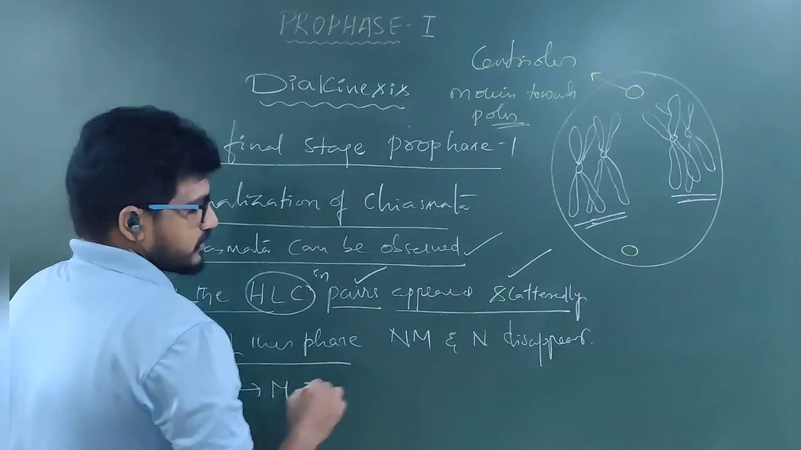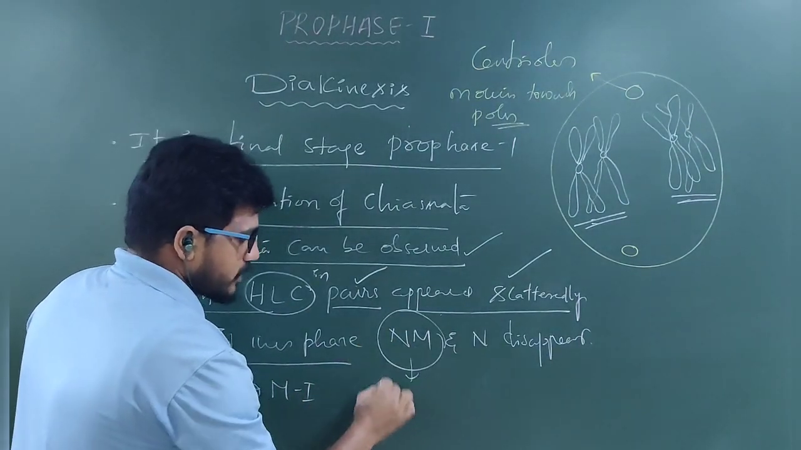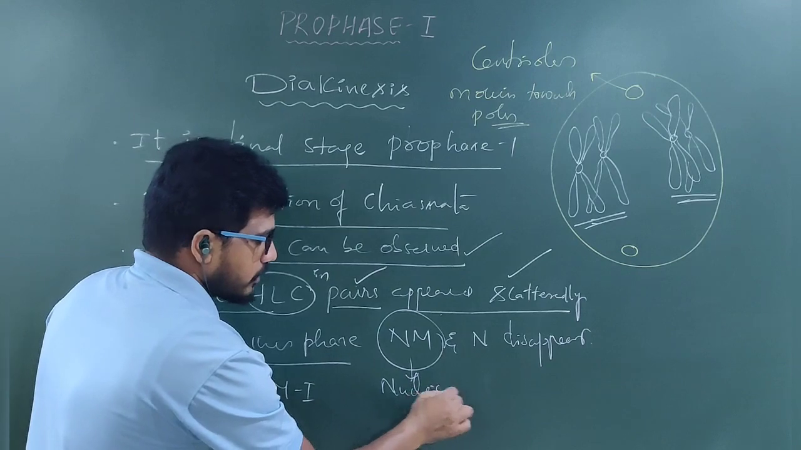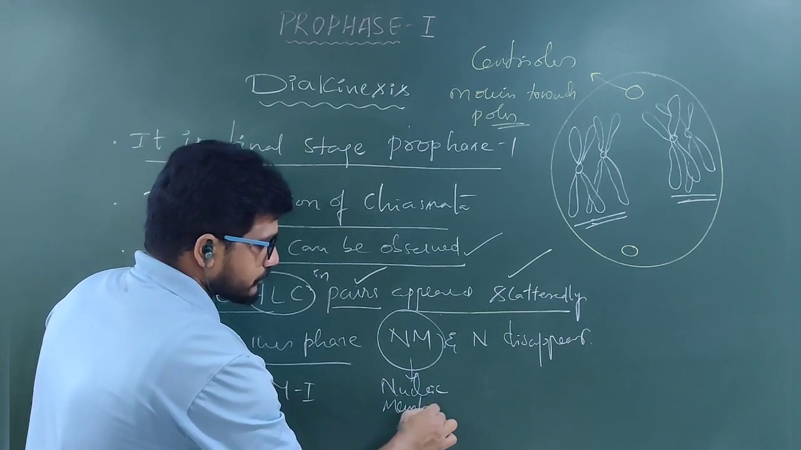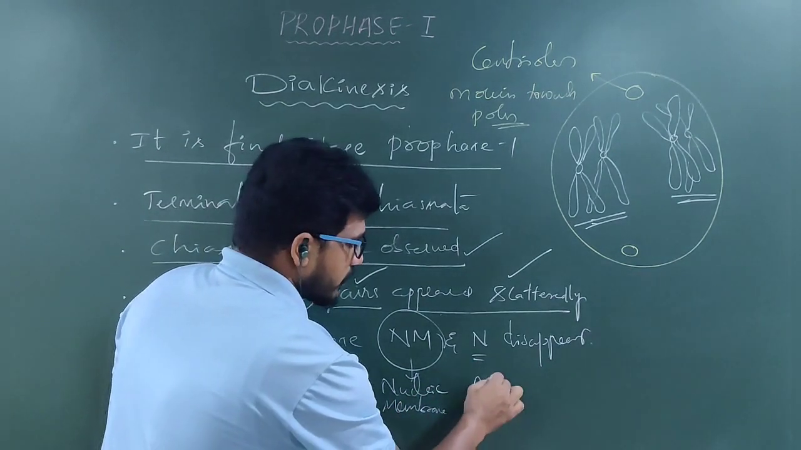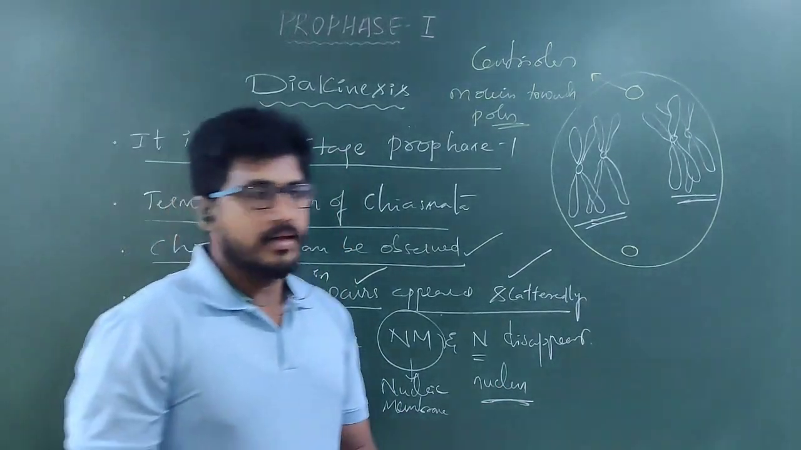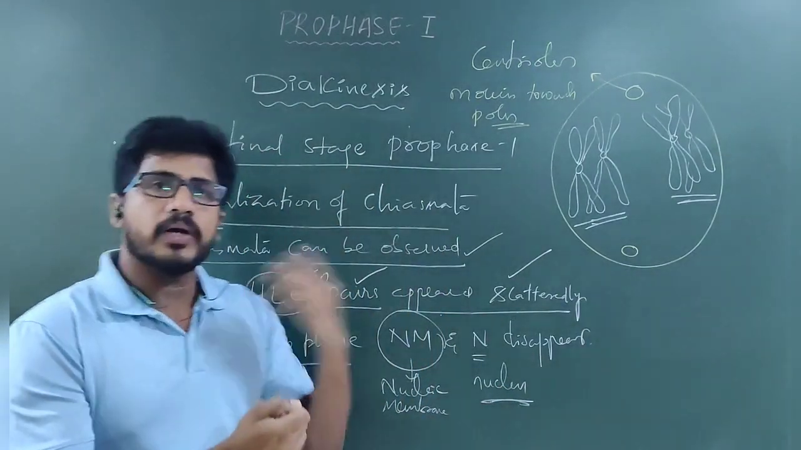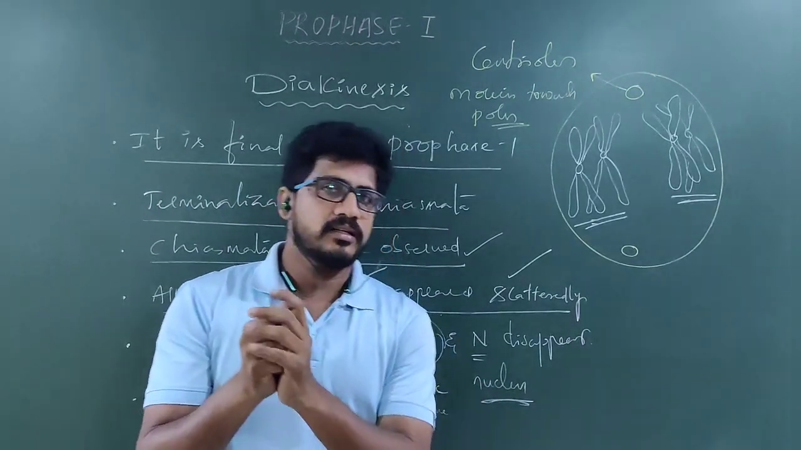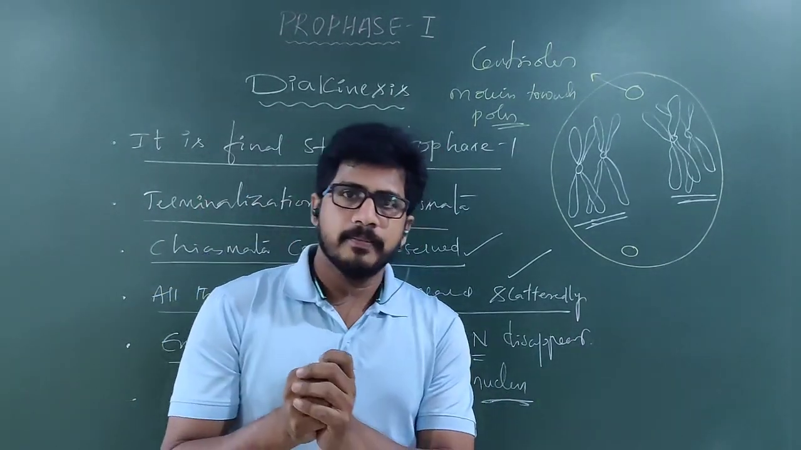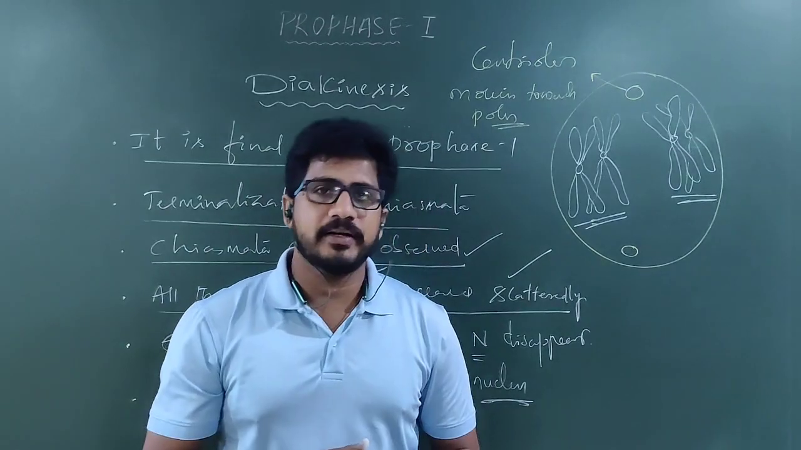At the end of this phase, the nuclear membrane, NM means nuclear membrane, and the nucleus both will disappear. Actually, you can guess it. After diakinesis, what will happen? Metaphase. You just recall the mitosis. After prophase 1, metaphase happens.